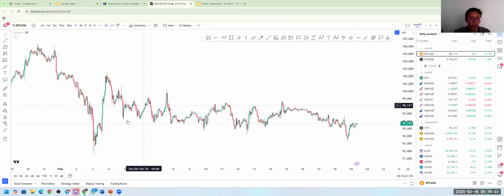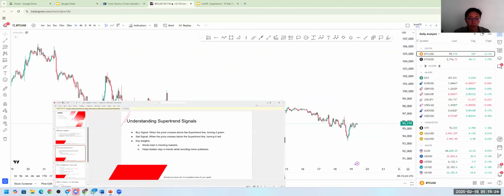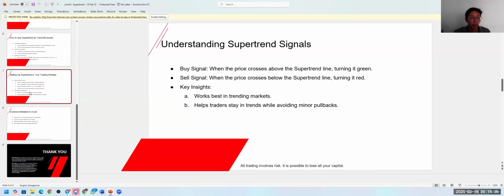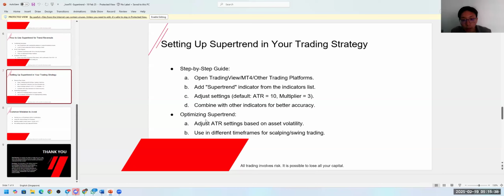Okay, so let me just show you guys. So buy signal, remember, buy signal when the price crosses above the super trend line, turning it green, and then sell signal when the price crosses below the super trend line, turning it red. Okay, but before that, let me just show you guys how to set it up on TradingView.